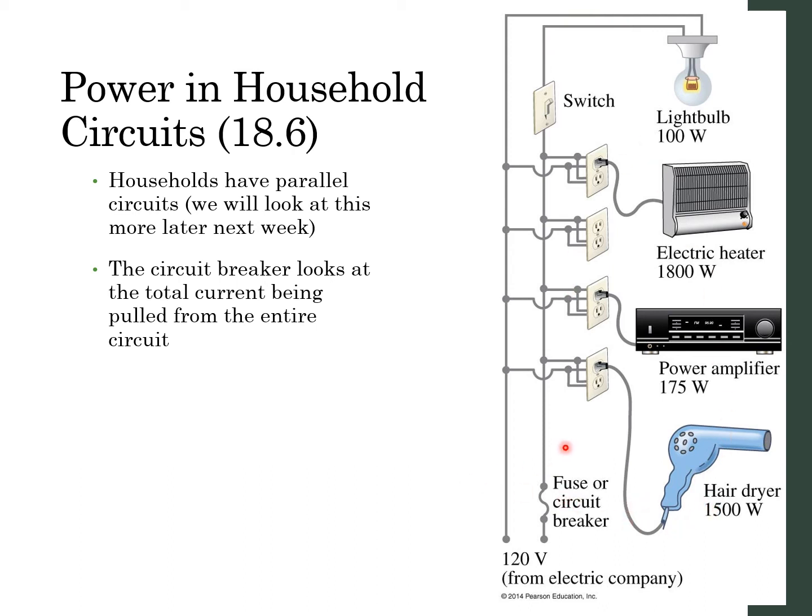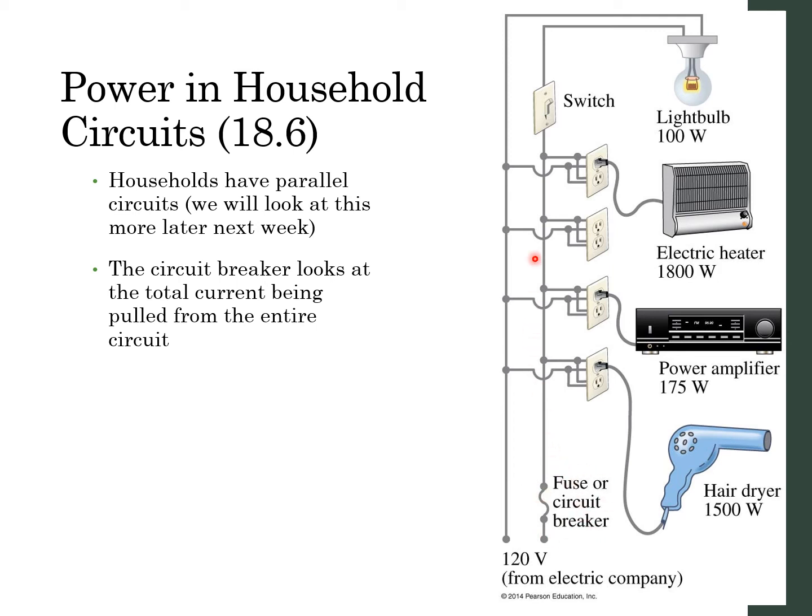So here we have an example of a household circuit. We have a light bulb, an electric heater because it's cold, and a space heater. We've got a power amplifier, and we have a hairdryer. So these might not all be in the same room, right? You can have multiple rooms on the same circuit. And so you have all these different things plugged into it, and they're all connected to the power coming into the house and to the circuit breaker.